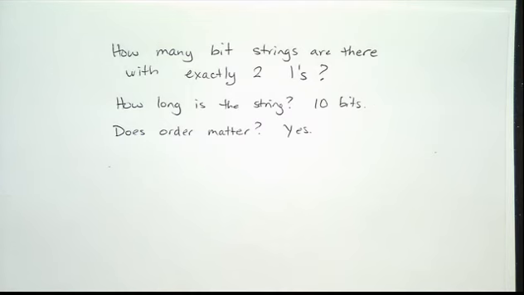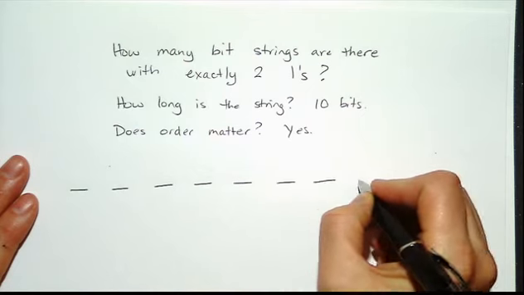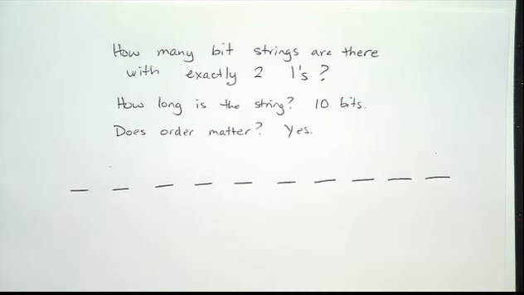Okay, so we know how long the string is. We know whether order matters. Now we need to draw a good picture. So we have 10 places, so that's one thing we should do, is draw our 10 places. 1, 2, 3, 4, 5, 6, 7, 8, 9, 10. This is a tricky problem because the solution does not involve putting times in between these things. What it involves is actually numbering these positions.